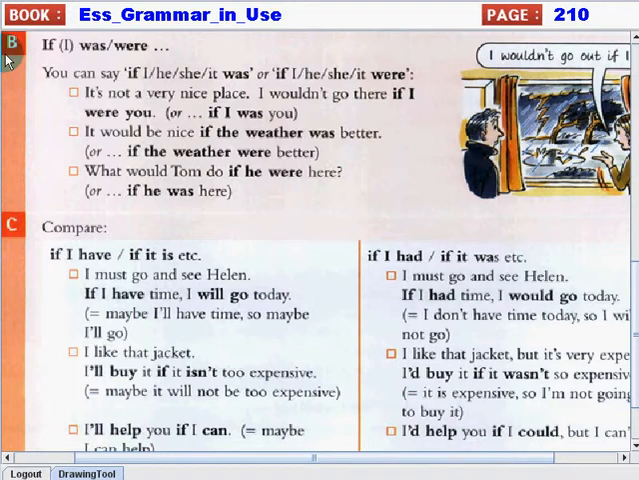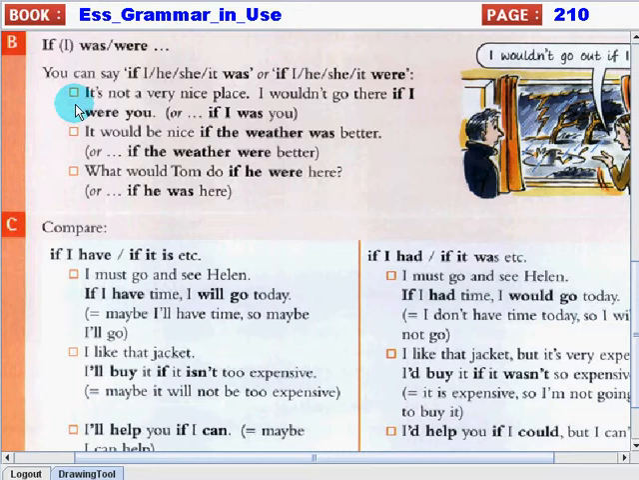Pointer letter B. This is the word if plus was or were. You can say if plus our subject like I, he, she, it plus the word was, or we can also use if plus our subject like I, he, she, it plus the word were.